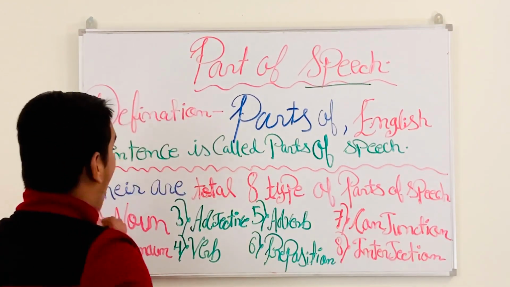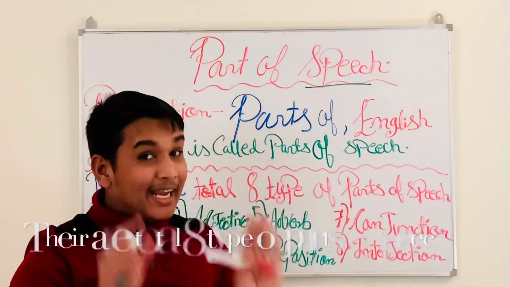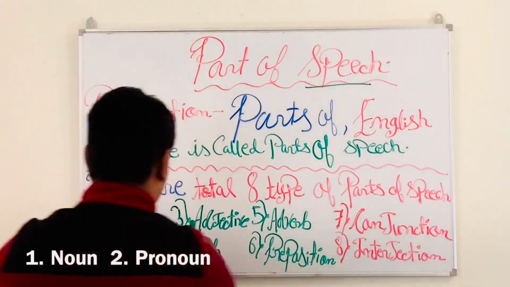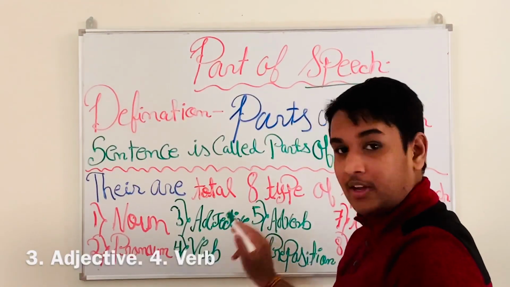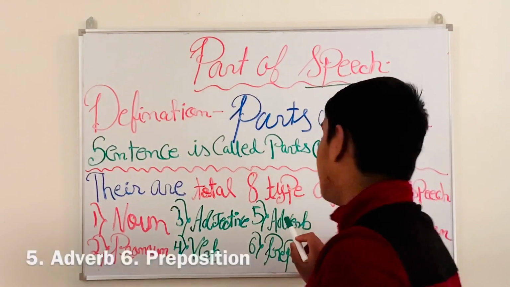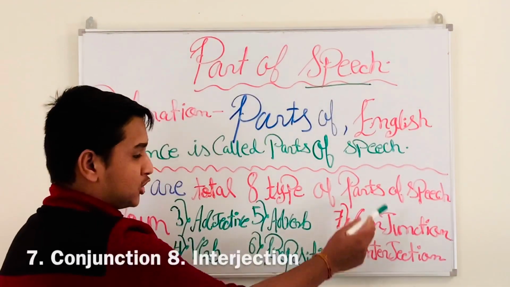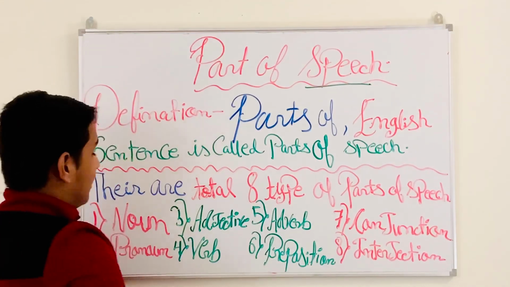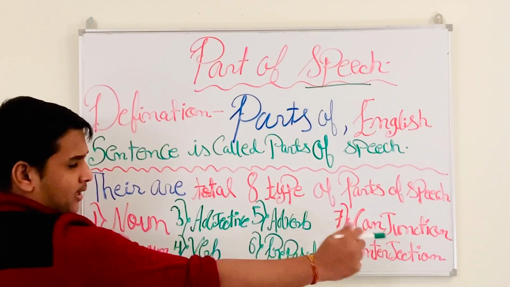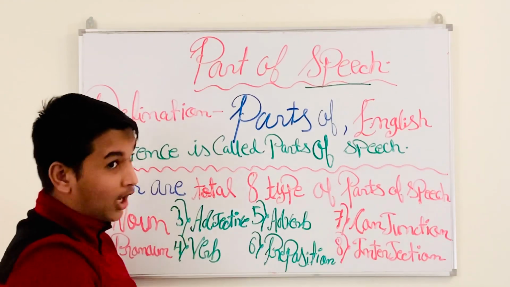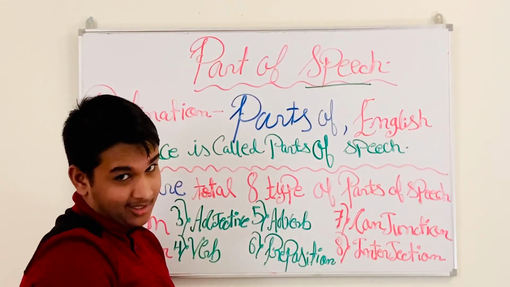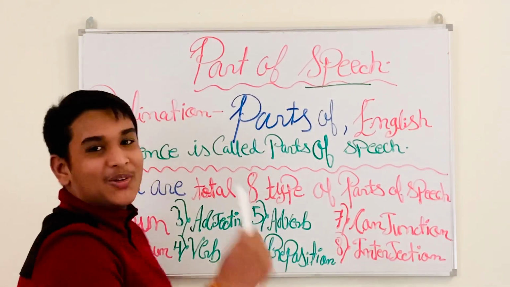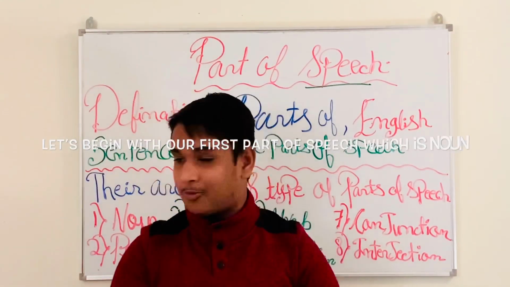Now let's move to how many parts of speech there are. There are a total of 8 types of parts of speech. Number 1 is noun, pronoun, adjective, verb, adverb, preposition, conjunction, and interjection. There are a total of 8 types of parts of speech, and we will go over each part of speech just looking at the definition and some examples. We will not go into much detail, but I will make a separate and detailed video about each part of speech. So now let's move to our first part of speech, which is noun.